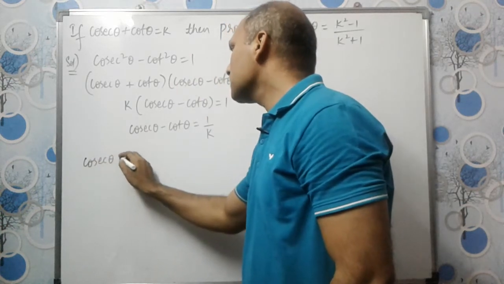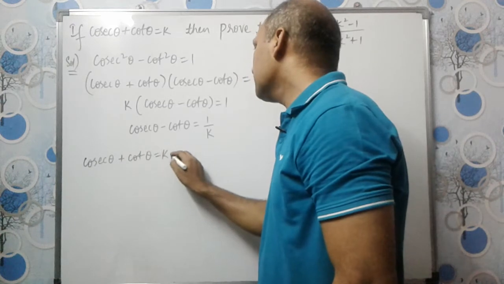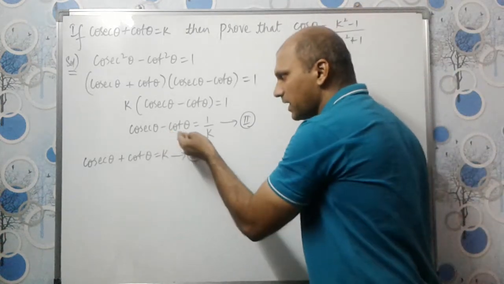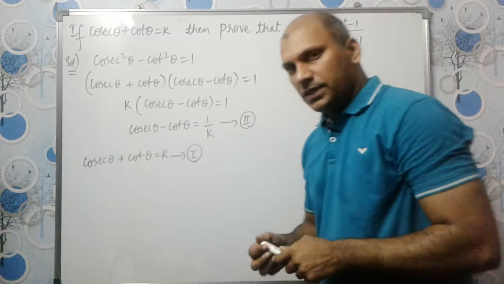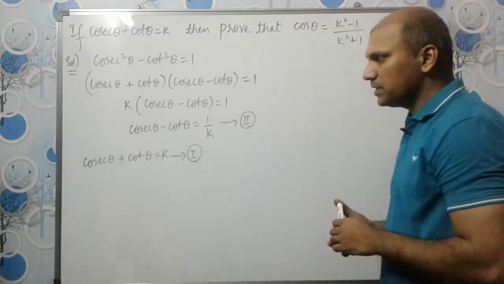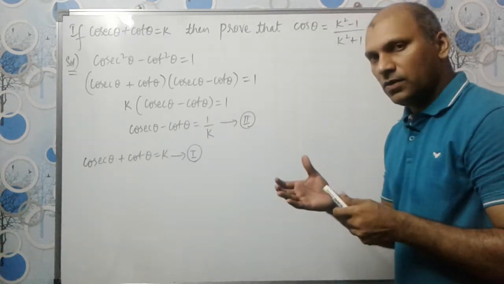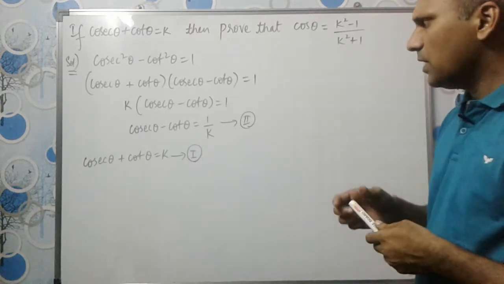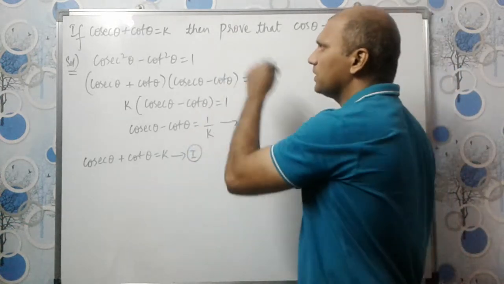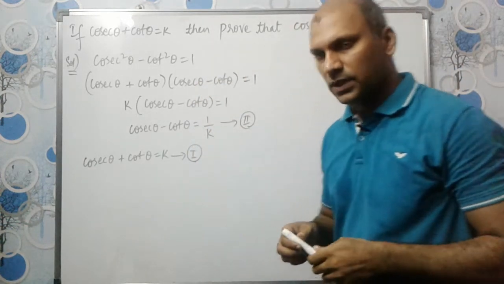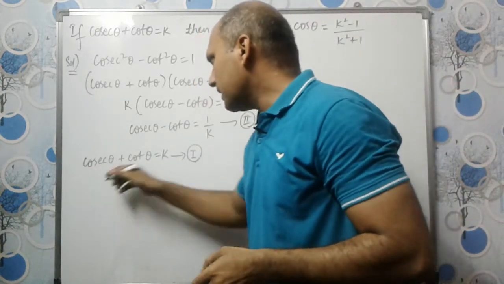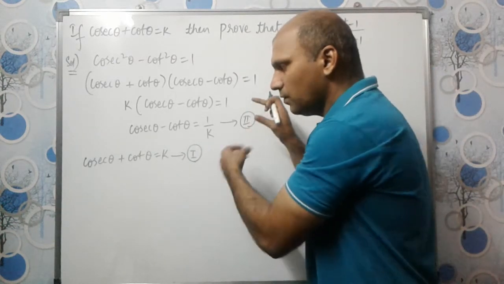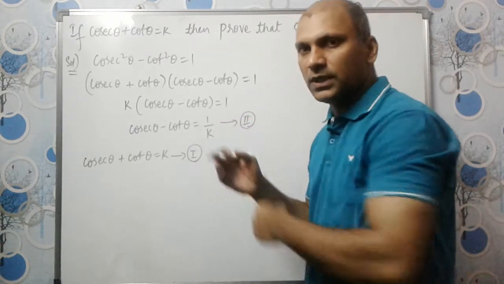Okay, now let us take this given equation, cosecant plus cot equal to k, as equation 1. And this, cosecant minus cot is equal to 1 by k, as equation 2. Now using these two equations, we will find out the hypotenuse side, the adjacent side, and the opposite side of a right angle triangle. There are many methods of solving this problem, but we are doing the easiest one. First we will add these two equations, and we'll get two sides, and then we'll subtract these two equations, and we'll get two more sides.